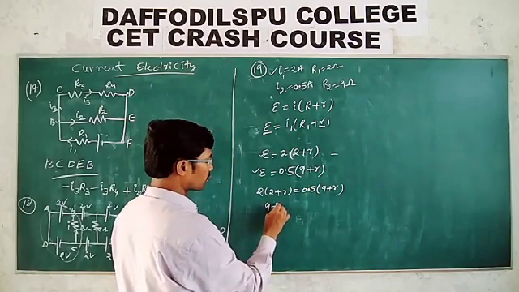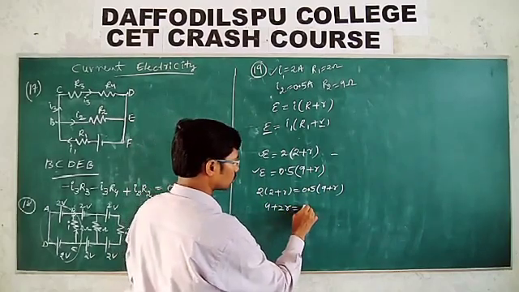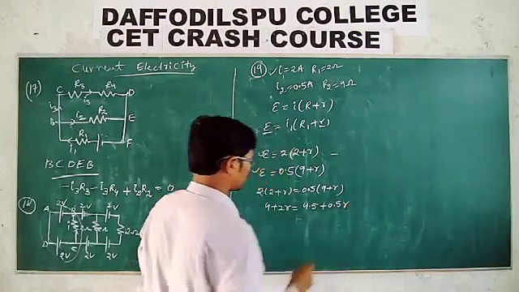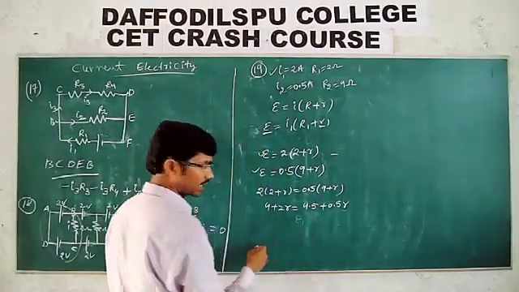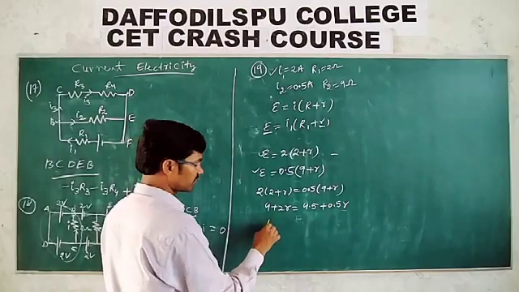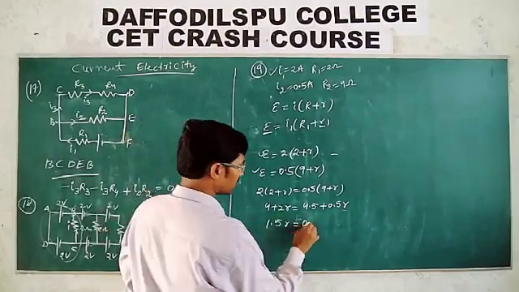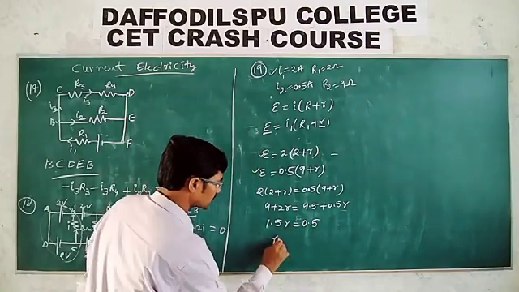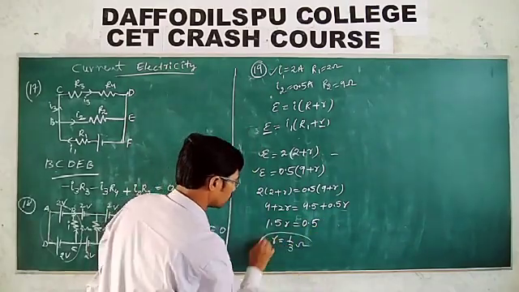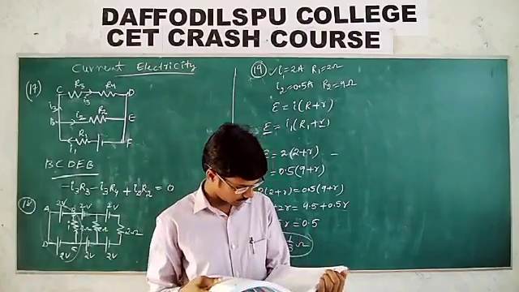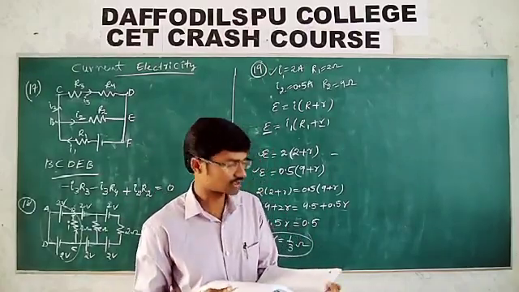So 4 plus 2r is equal to 4.5 plus 0.5r. Bring this 0.5r to this side: 2r minus 0.5r, 1.5r is equal to 4.5 minus 4, that is 0.5. Then r is equal to 1 by 3 ohm. The internal resistance is 1 by 3 ohm, which is the first option.